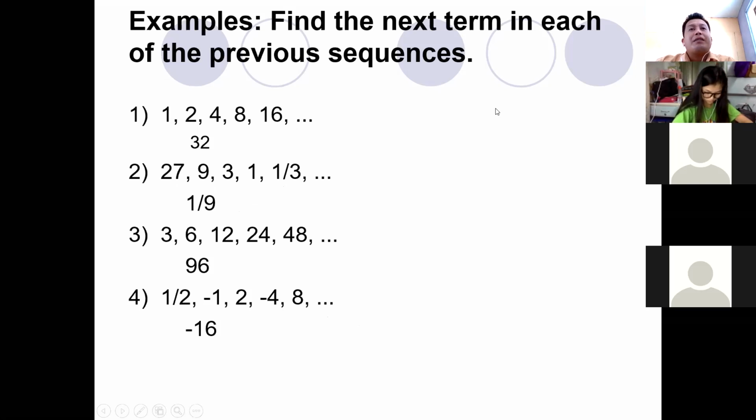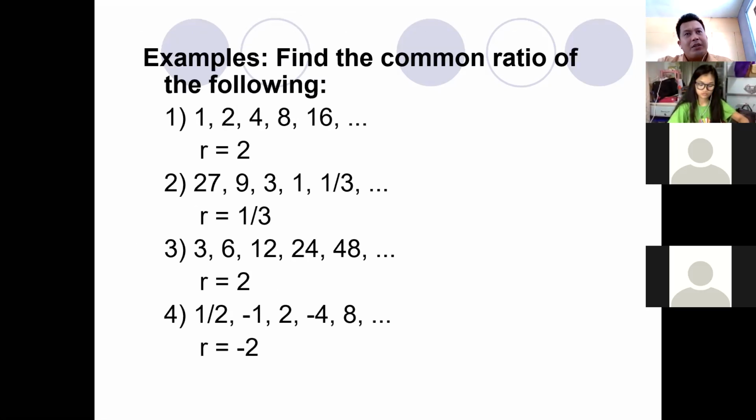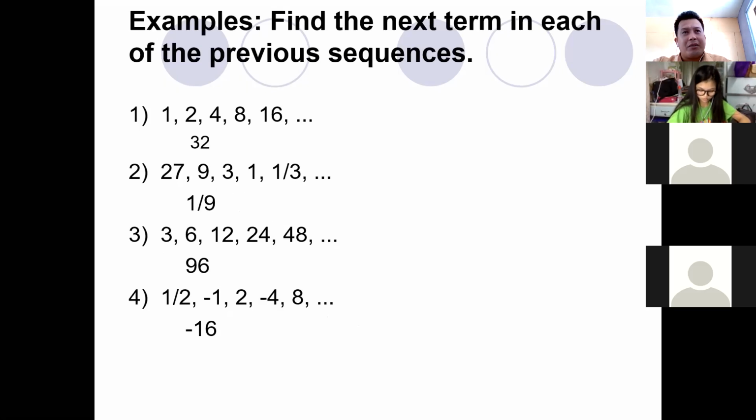So we have here an example. Find the next term in each of the previous sequences. 1, 2, 4, 6, and 8. So the answer here is 32, 64. Those are the answers, class, because the common ratio a while ago was 2. So 16 times 2 is 32.